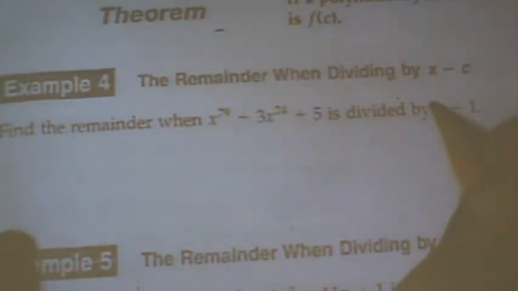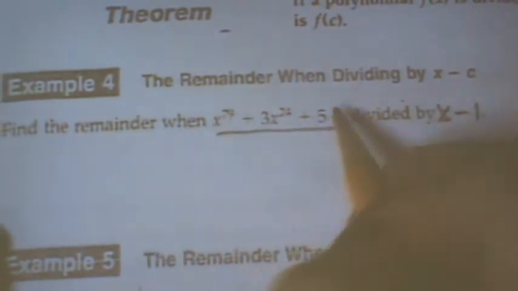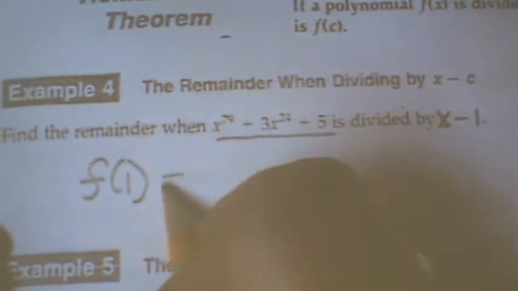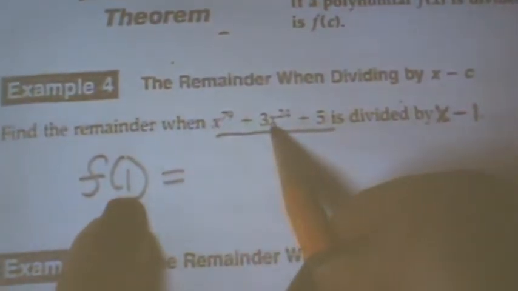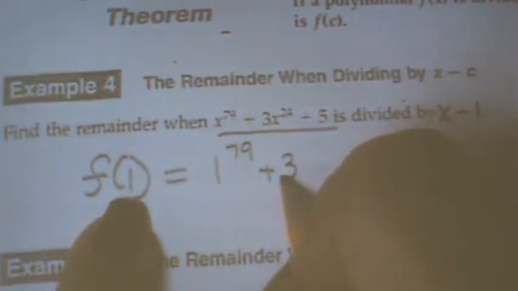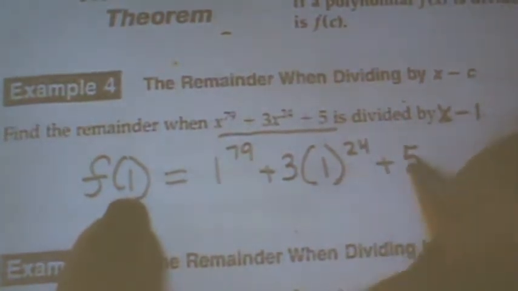Now I believe this says x minus 1, right? Just like you did with synthetic division, you're going to take the opposite of this number. In synthetic division, the divisor has to have a degree of 1 and a leading coefficient of 1. You're going to evaluate this if x were 1. So you're going to think of f of 1. If you were to plug a 1 in here, you get 1 to the 79th power plus 3 times 1 to the 24th power plus 5.